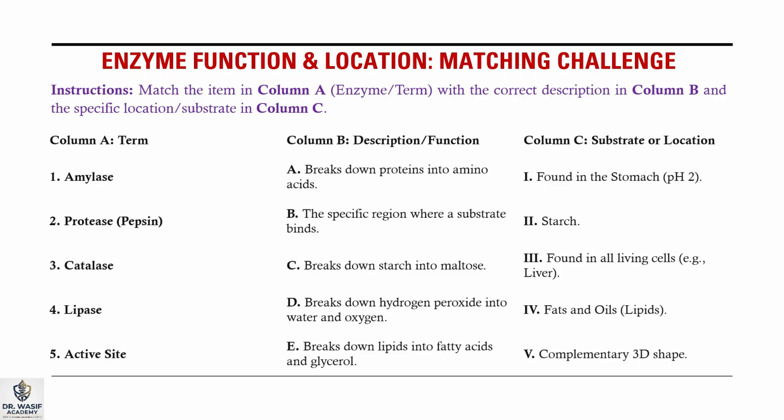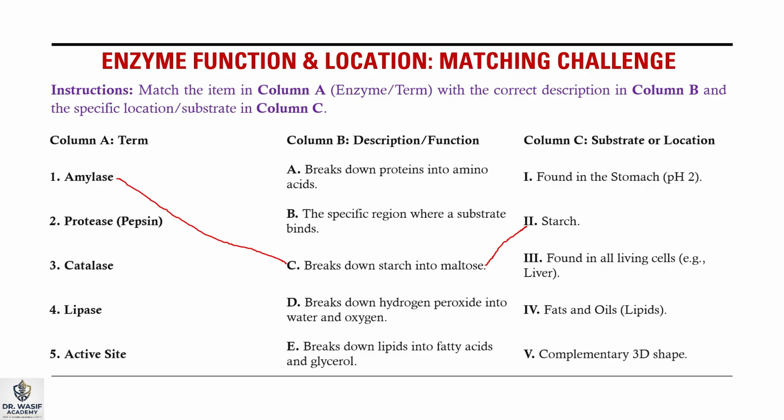Now let's solve this master matrix step by step and reveal the correct combinations. First of all is amylase. Amylase matches with C, that is breaks down starch into maltose. And then it is with starch. If you remember, amylase works with starch. So this is the combination: amylase with C, and then that is with 2 of column C.